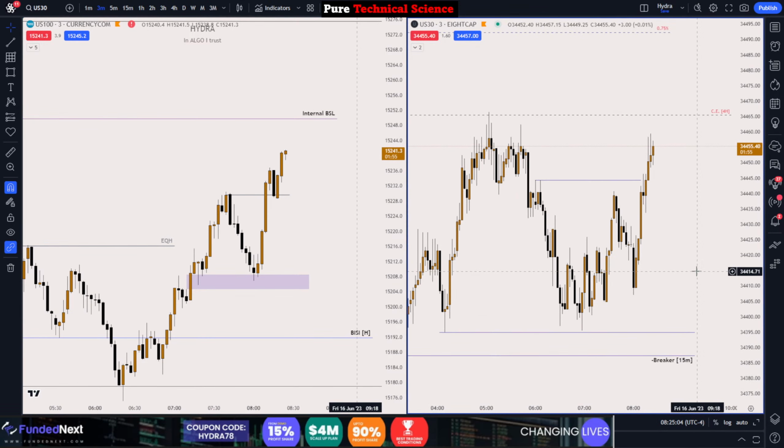And US30, I think I won't be able to see any setup at this macro 820 to 830.